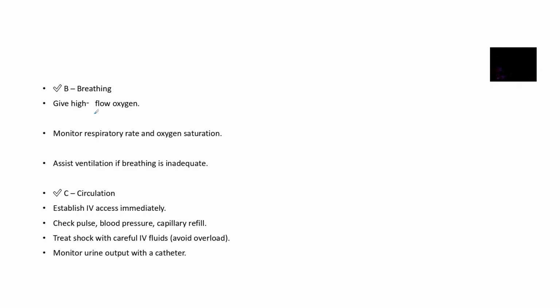You could actually put them on oxygen. Okay, so high flow oxygen, monitor respiration rate and oxygen saturation for that child. Then C is circulation. You can establish IV access, check pulse, check their blood pressures, check their capillary refill. Do you understand? Then check their skin turgor even, then if they are in shock, that's hypovolemic shock, because the malaria parasite actually breaks down the red blood cells. Do you understand? So they could be in shock, so you have to actually be giving all those IV fluids.